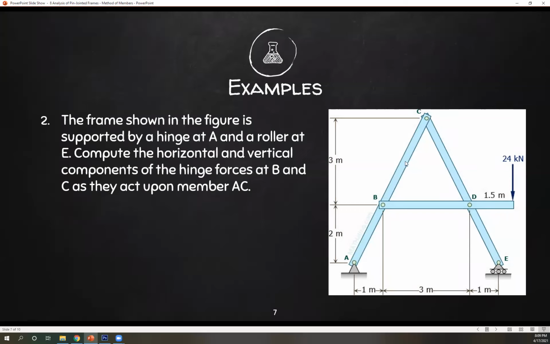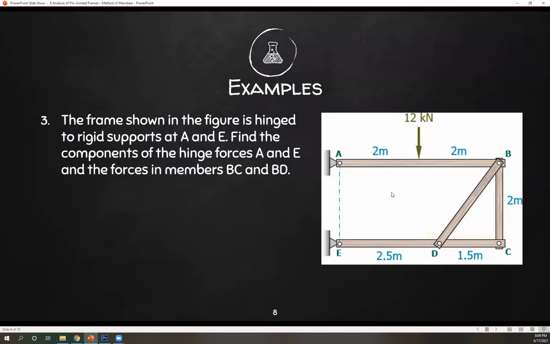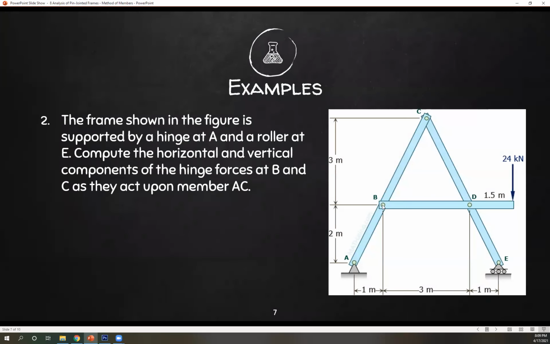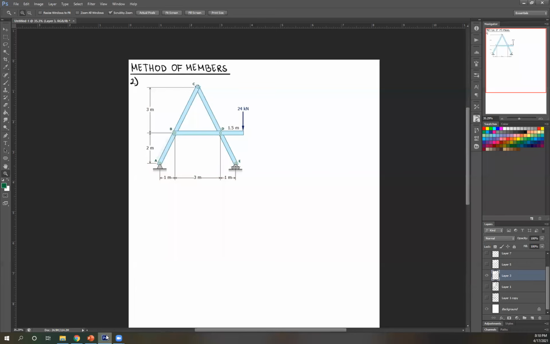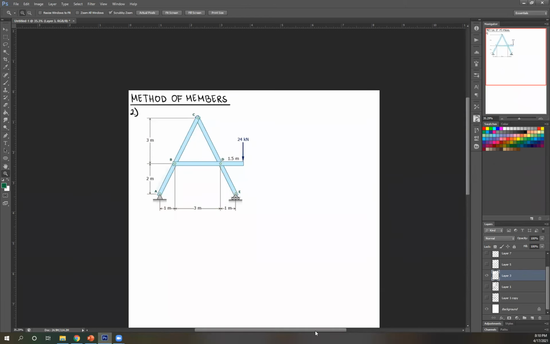So you have this figure. What are we looking for? Components of the hinge forces, B and C. So these are your hinges, B and C. And we're specifically looking for their forces upon member AC. So that means I'm going to isolate AC, and the forces acting on that member is what we're looking for, specifically at hinge B and C. Okay, so let's figure out how to solve for that.